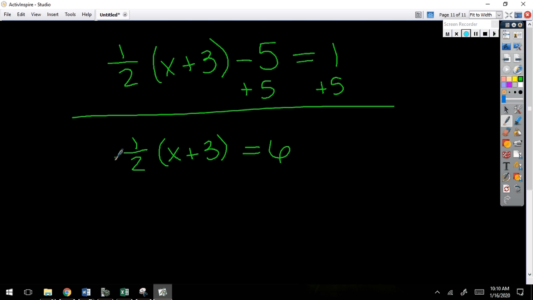So all I do is I come here and I say, okay, I'm going to multiply by 2 over 1 on both sides. I have to do it to both since it's an equation. 2 times a half is 1, so that cancels. And it's exactly the same as dividing by a half.